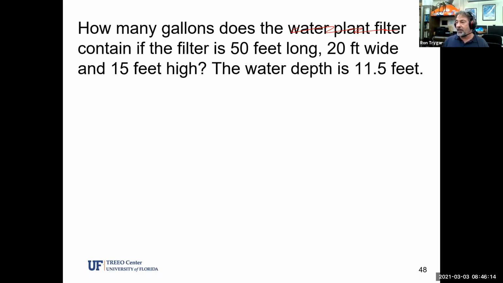The length is 50 feet long. So we have a 50-foot long shape. We have a 20-foot wide width to this shape. And the height is 15 feet high, right? And they gave us an extra piece of information. It says the water depth is 11.5 feet, which means the height of the water in the filter is 11.5 feet. So this is where we have to kind of pay attention.